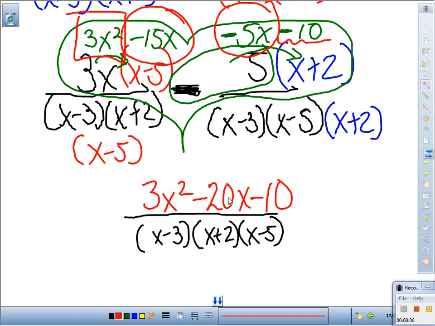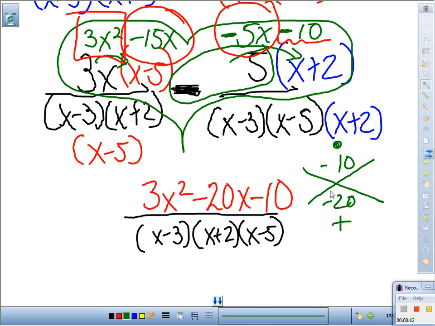What's our last step for everything? Simplify. How do we simplify? Well, we need to factor the bottom. We need to factor the top. Let's see. Is there a GCF for the top? No. Can we factor this? Let's try it. How can we factor it? You've got negative 10 and negative 20.